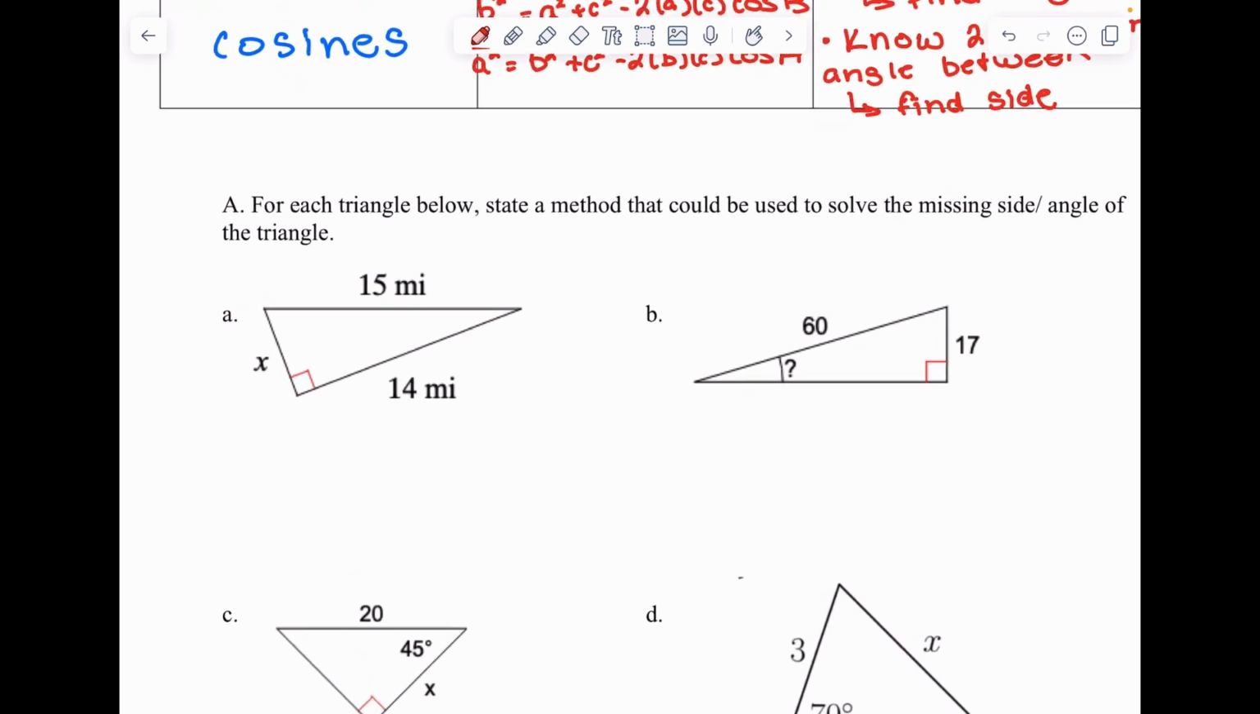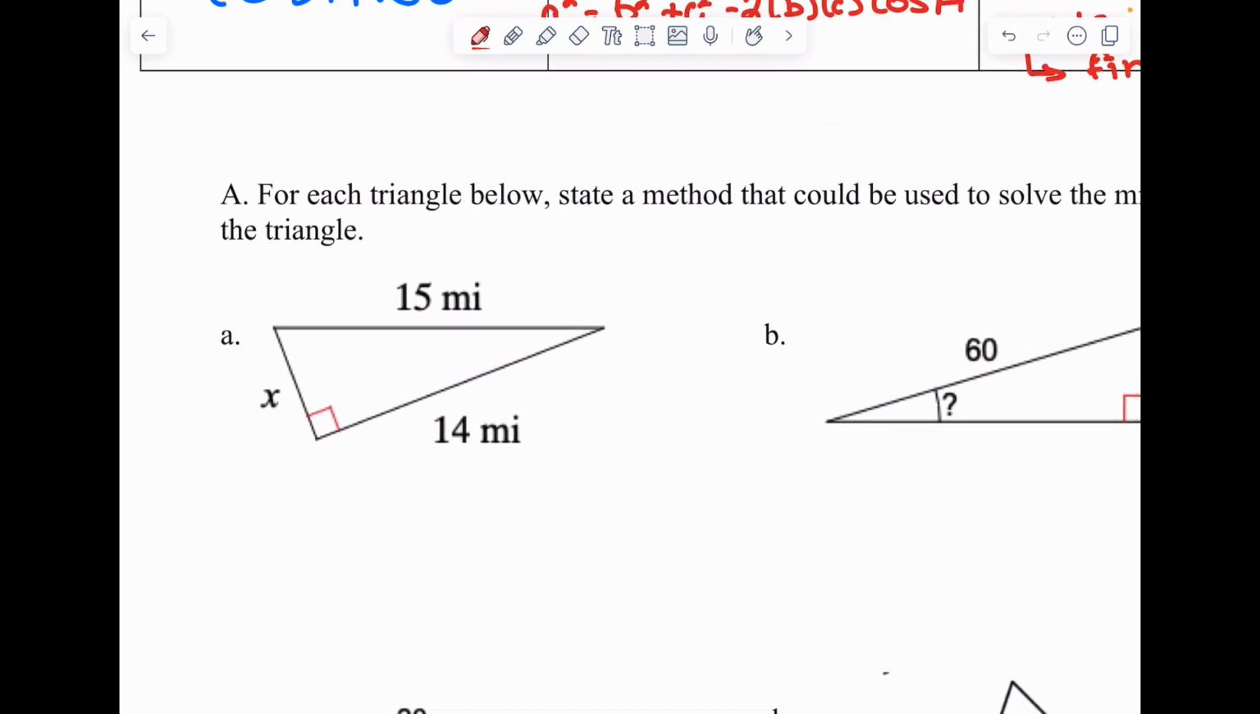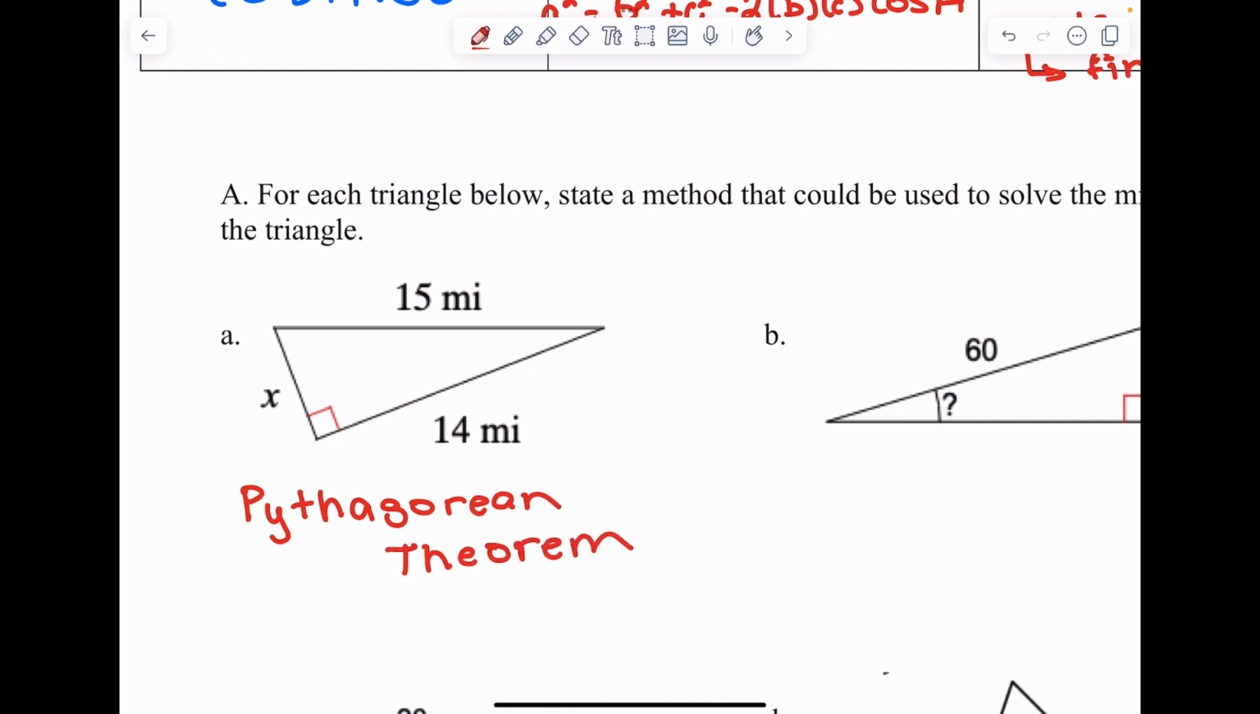So starting with A, I have a right triangle. I know two sides, and I'm trying to find the third side. So nothing about angles and all about sides, which tells me that this is going to be Pythagorean theorem. Pythagorean theorem is for right triangles when you know two sides and you're trying to find the third side. And I also don't know if this triangle is 30, 60, 90 or 45, 45, 90, and so Pythagorean theorem is my only option.